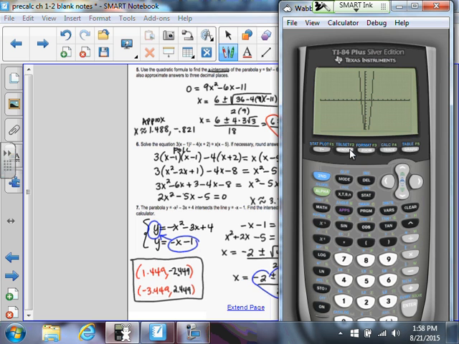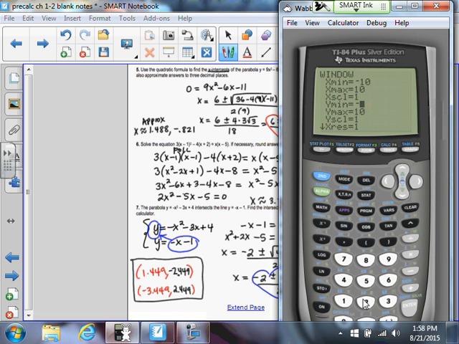So if you want to ever change the window, here's how you would do that. You would hit window, which is the second button along the top. And it talks about the x values and the y values. So personally, I think the x values are probably fine for this one. Let's just change the y's. And what we wanted to do is go down further. Instead of going back to negative 10, let's make it go to negative 20. So we're going to change that to negative 20.